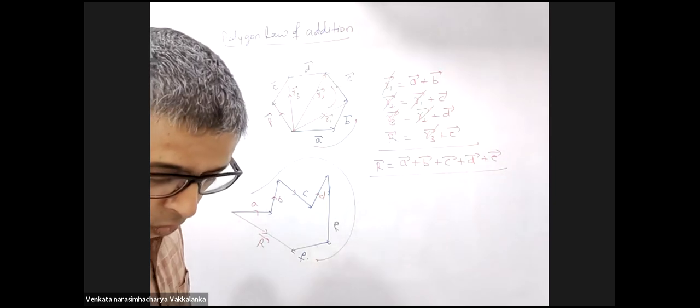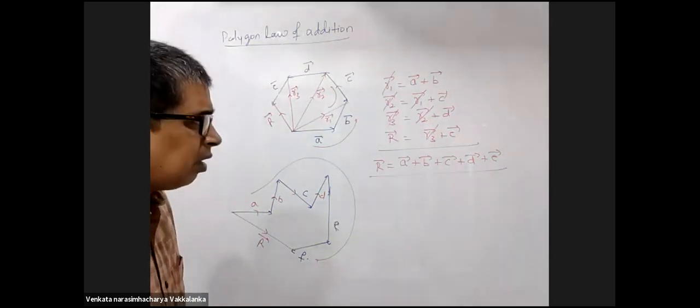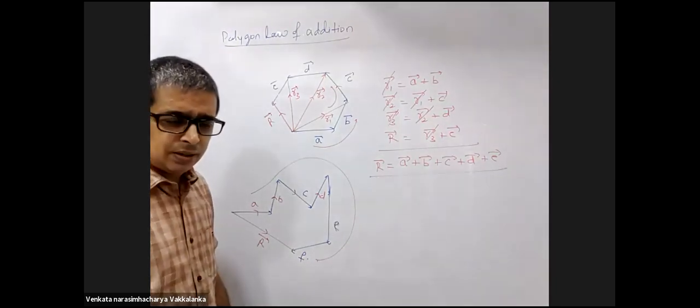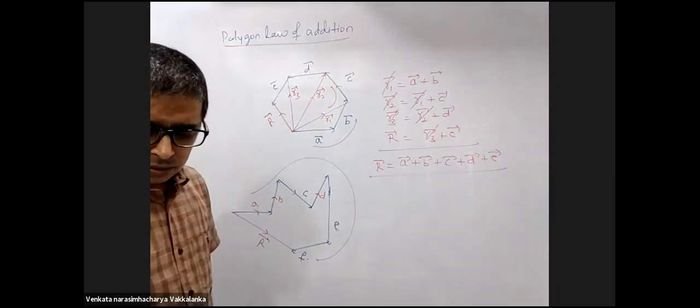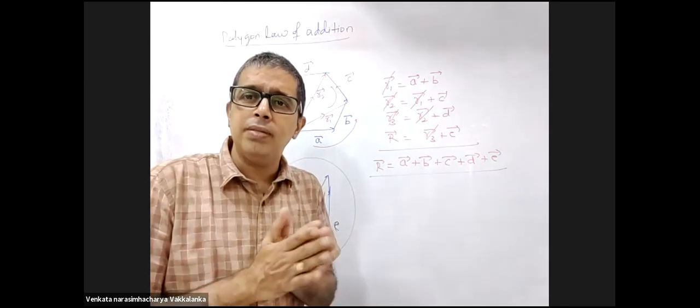Sir, what if all of them are equal? Let them be. How will your problem change if they're equal? If two vectors are equal, do you have a problem in adding them? No, sir.